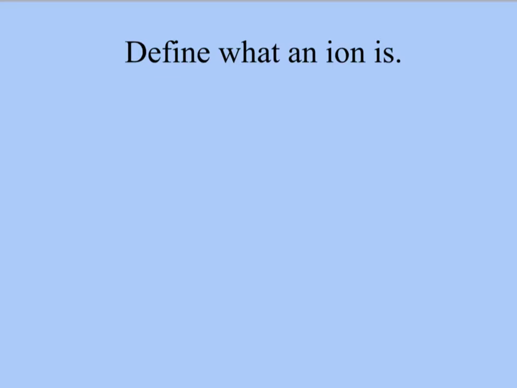An ion is an electrically charged particle. In other words, there is an uneven balance between protons and electrons. It either has more electrons, which will give it a negative charge, or it'll have more protons, which will give it a positive charge.